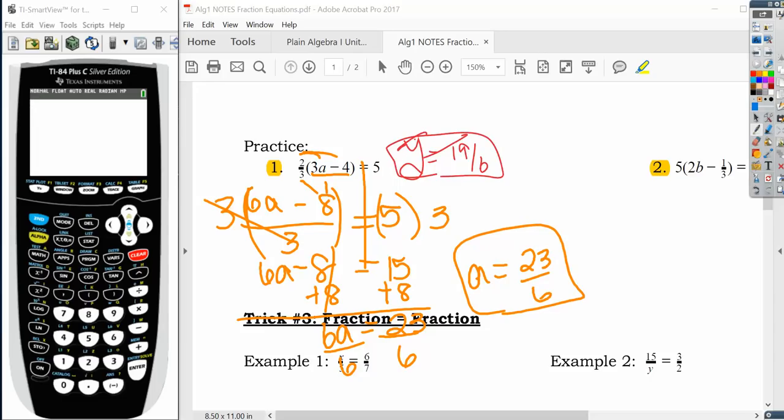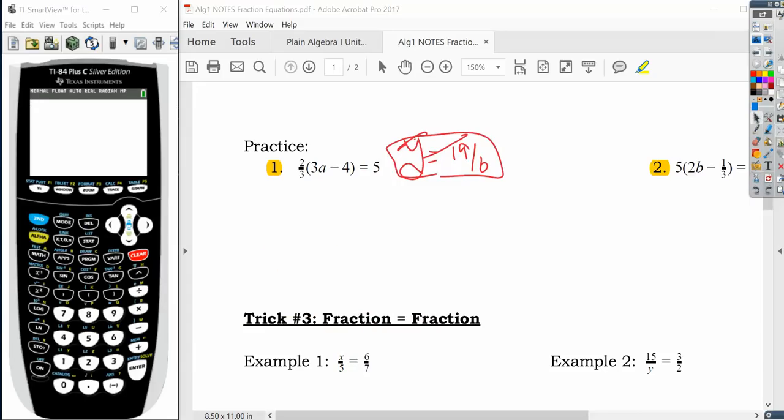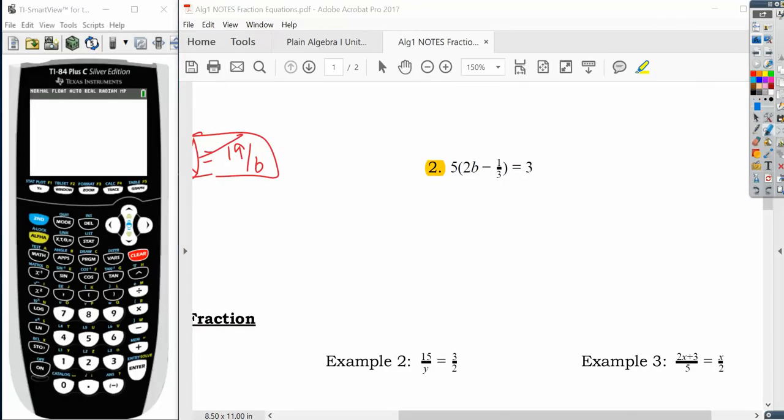So now I'm going to go over and look at example 2. Example 2, I know I have to distribute because I have parentheses. So 5 times 2b, well, that's 10b. And 5 times negative 1/3, well, I just take that number and multiply it by the top. So 5 times 1 is 5, so that's minus 5 over 3 equals 3. If I didn't know that, I could have typed it in my calculator.